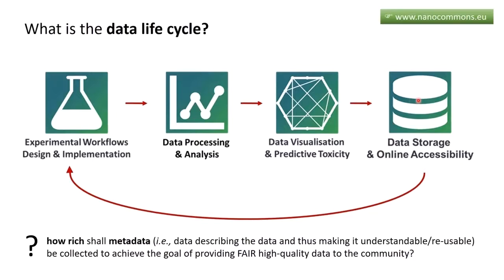So we need to consider, in order to make this cycle run all around, how rich our metadata shall be. What is metadata? Data describing our data, and thus making that understandable and reusable. So we consider the R of the fairness process. How shall we collect metadata so that we can achieve these high-standing goals of providing fair data to the community?